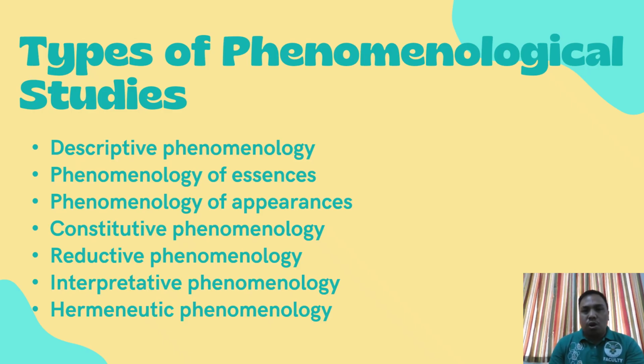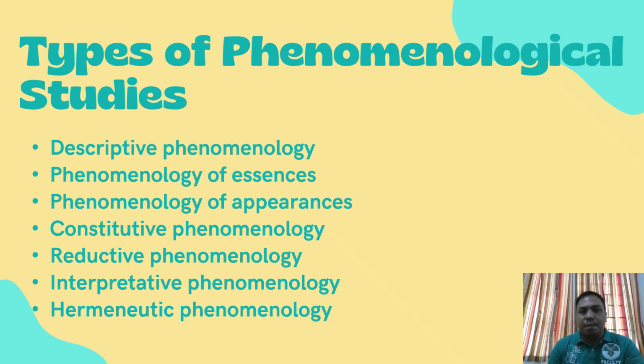Phenomenology has several types or traditions, each focusing on a different aspect of human experiences and interpretations. Descriptive phenomenology aims to describe experiences as they are lived without adding interpretations, setting aside the researcher's biases to reveal the pure essence of the phenomenon. Phenomenology of essences seeks to uncover the essential meaning or core structures that define a particular experience shared by individuals. Phenomenology of appearances focuses on how things present themselves to human consciousness and how individuals perceive them.